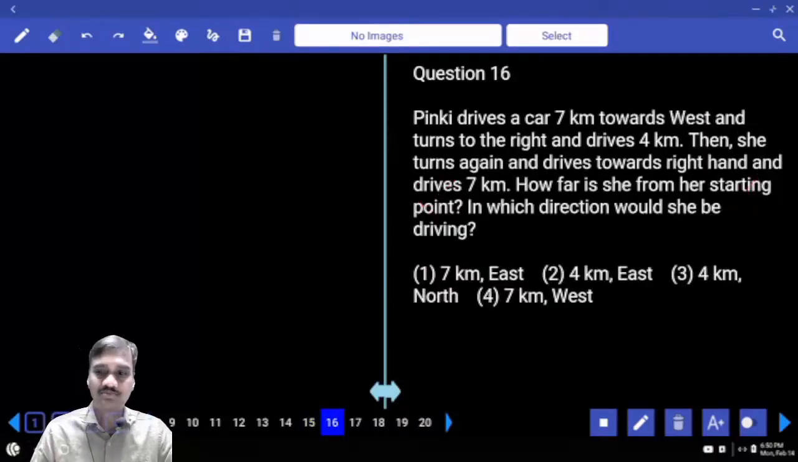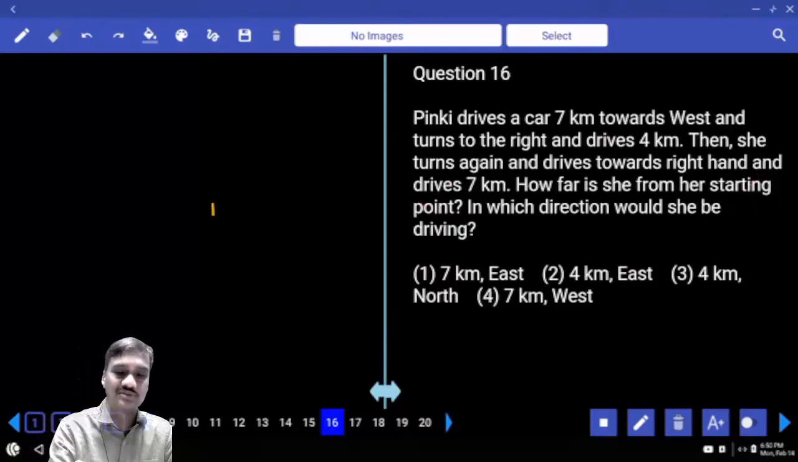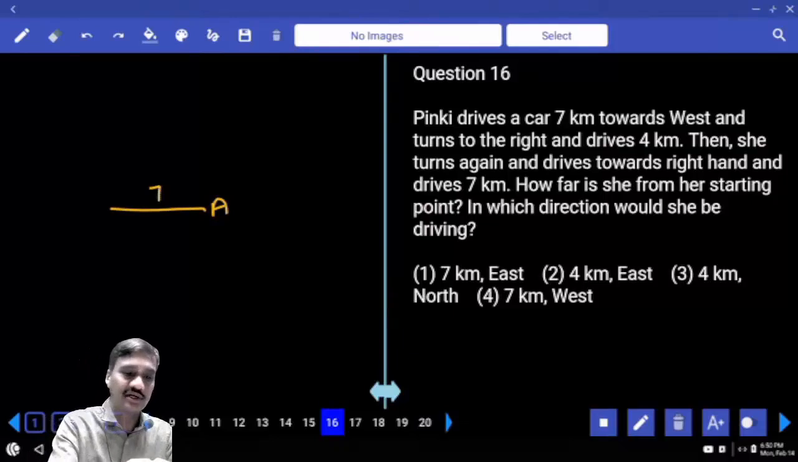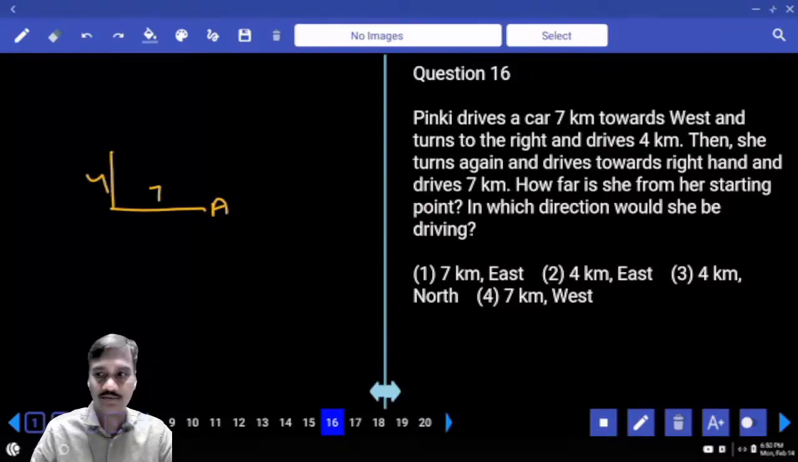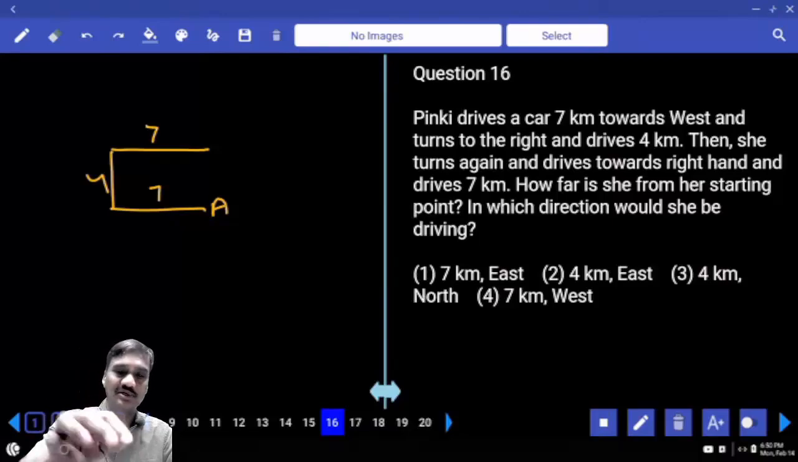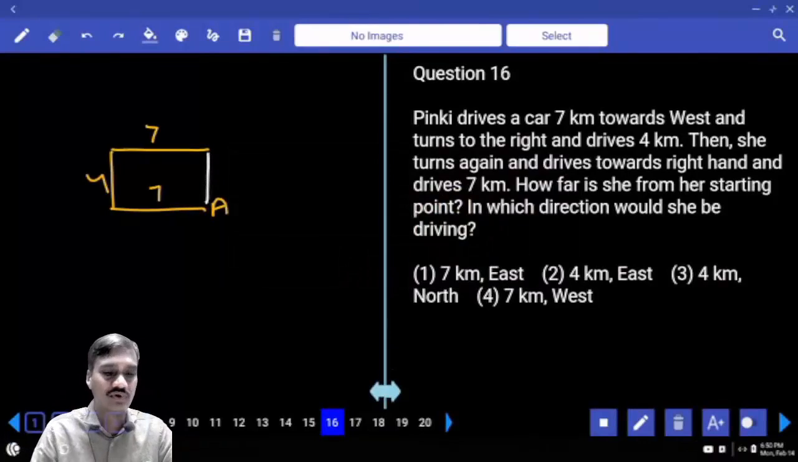Then next one, Pinky drives a car 7 kilometers towards west. A is the starting point. From here she drives 7 kilometers west and turns right and drives for how many kilometers? 4 kilometers. Then she turns again and drives towards right hand and drives 7 kilometers. And how far is she from her starting point and in which direction would she be driving? How far is she from the starting point? The distance between these 2 is 4. Now, in which direction is this person moving? Towards east. And 7 kilometers towards east, choice 1, question number 16.